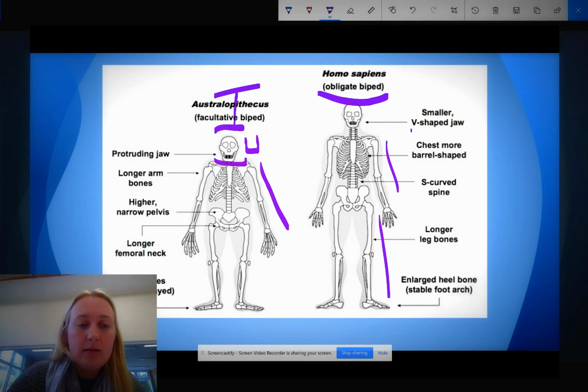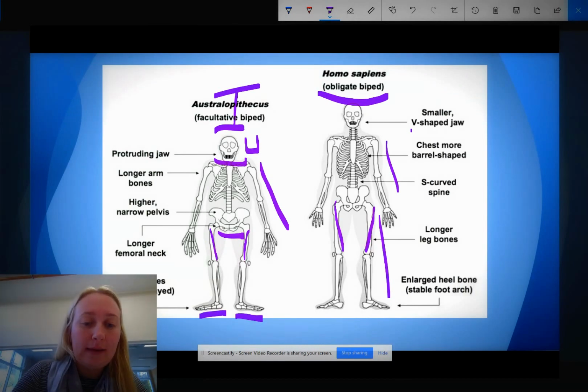She has, similar to us, a narrower pelvis. Her femurs were similar to ours again, and she had a valgus angle just like we do, but it's hard to see in this image. And our feet were very similar. So her feet were designed for walking. She didn't have an opposable big toe, which chimpanzees would have used for swinging in trees.